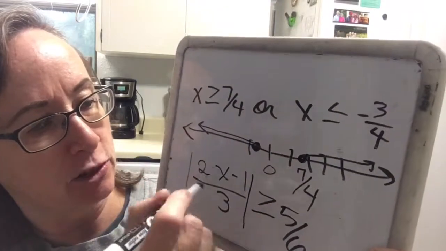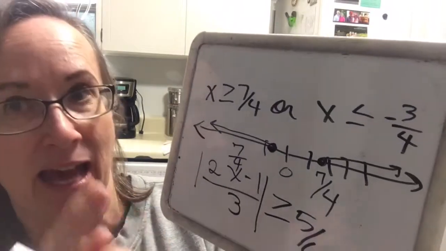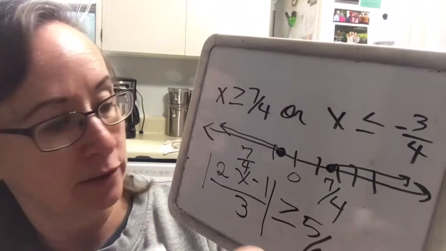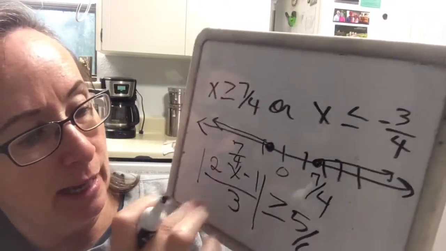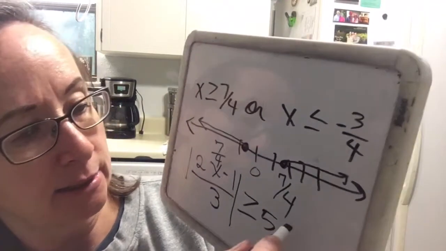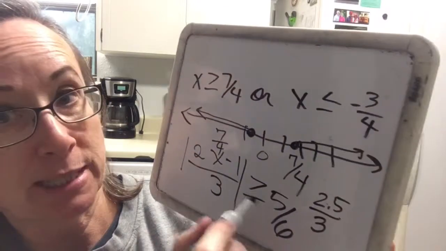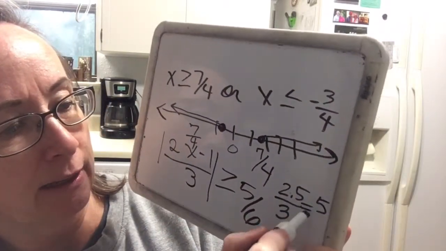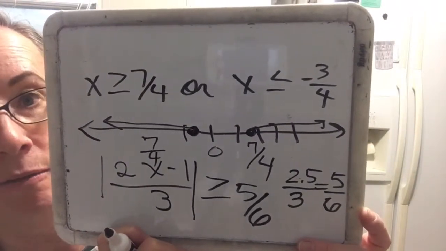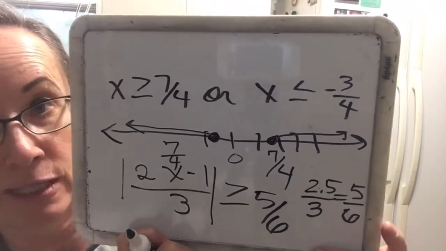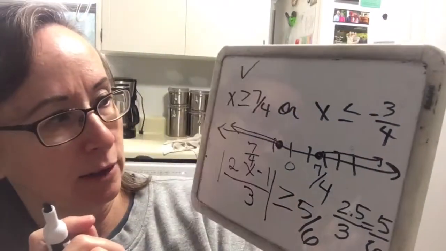So 7/4, let's check 7/4 first. When I take 2 times 7/4, I get 7/2, which is 3.5. And I take away a 1, which is 2.5. And so I end up with 2.5 over 3. And then we're pretending this is equal because we're checking, equal to 5/6. Well, if I multiply 2.5 times 2 and I multiply 3 times 2, I do get 5/6. So that is equivalent. So this one checks as being part of the solution.